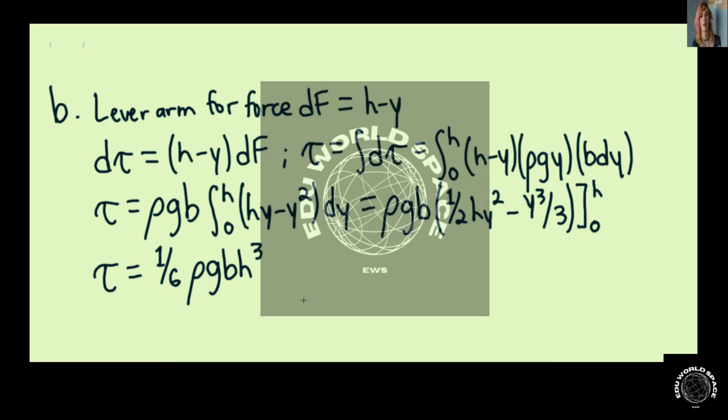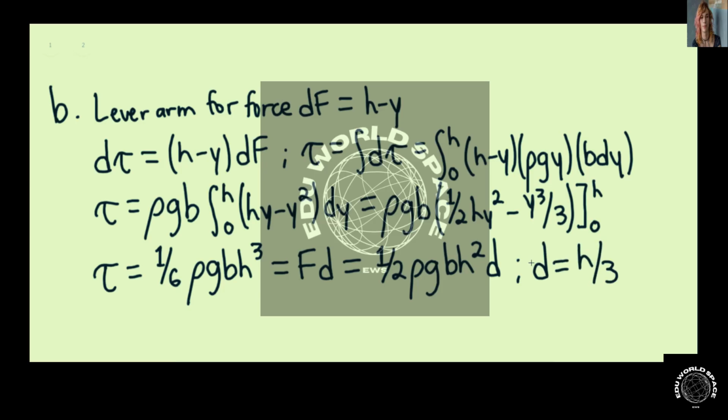Consider the force as applied at a distance d from the bottom. So we can say that the torque is going to equal this, but this is going to equal the force times d. And so this would be equal to 1/2 times rho g b h squared times d. And so we can say that d is going to be equal to h over 3. This would be our answer, finally, to part B.